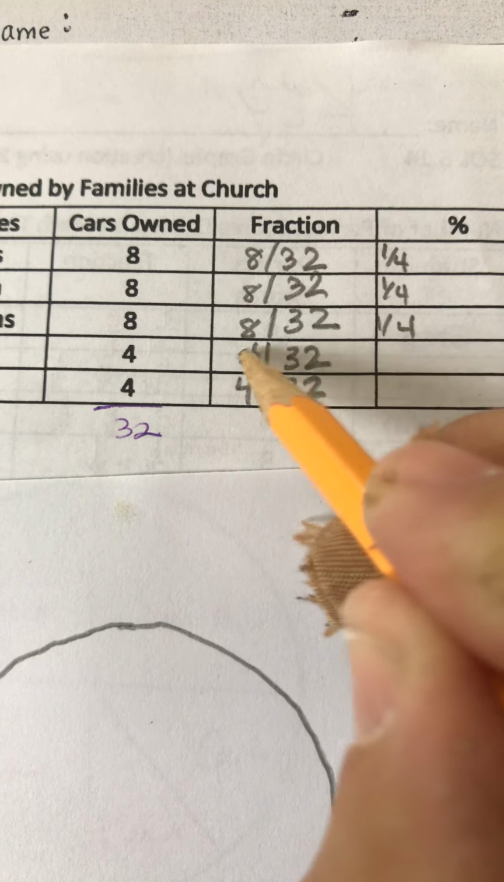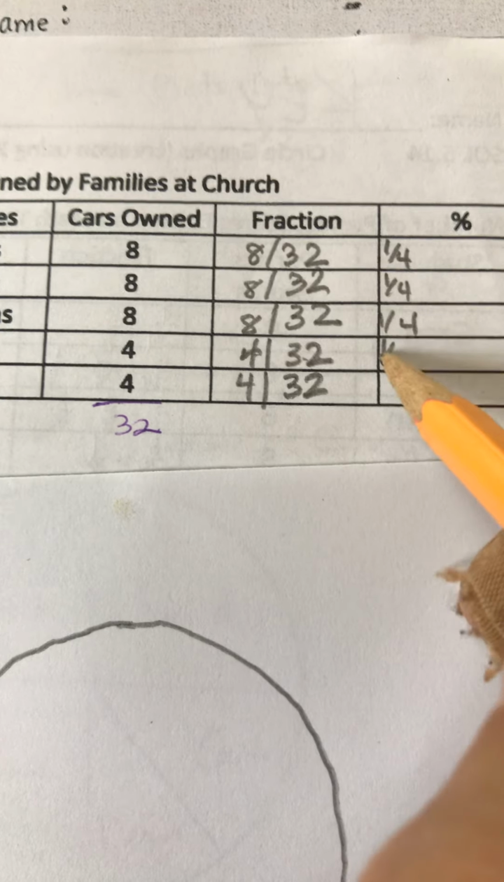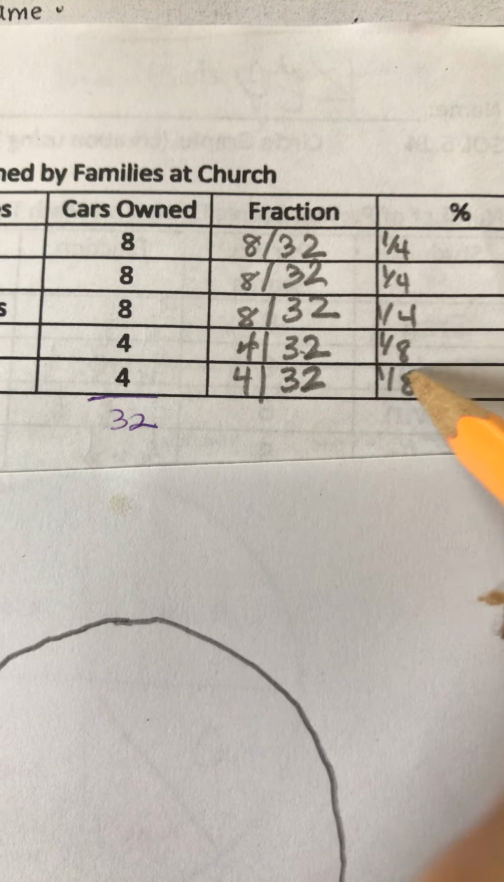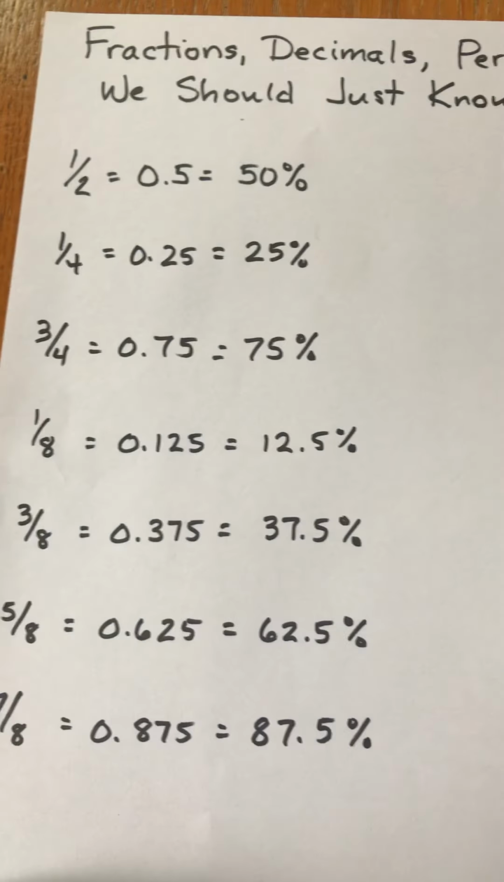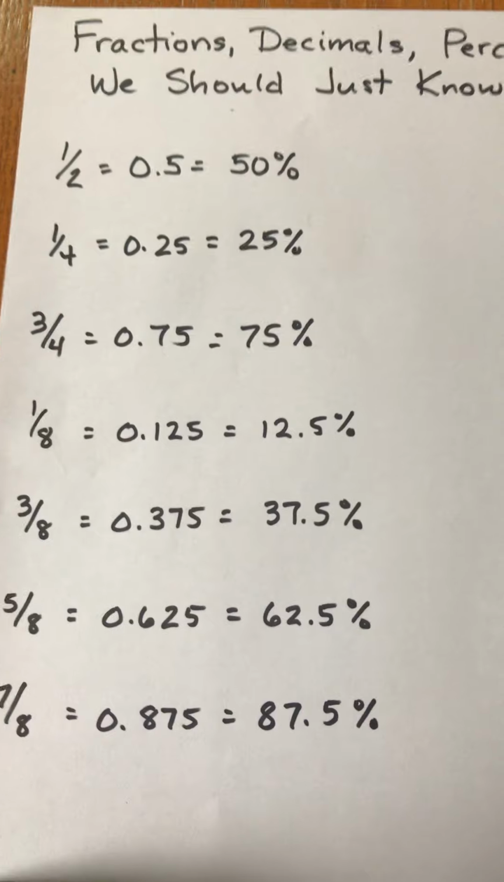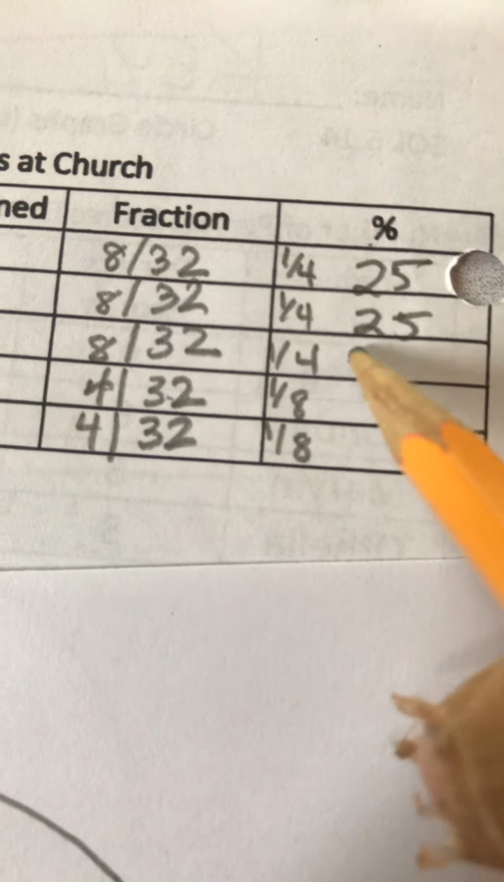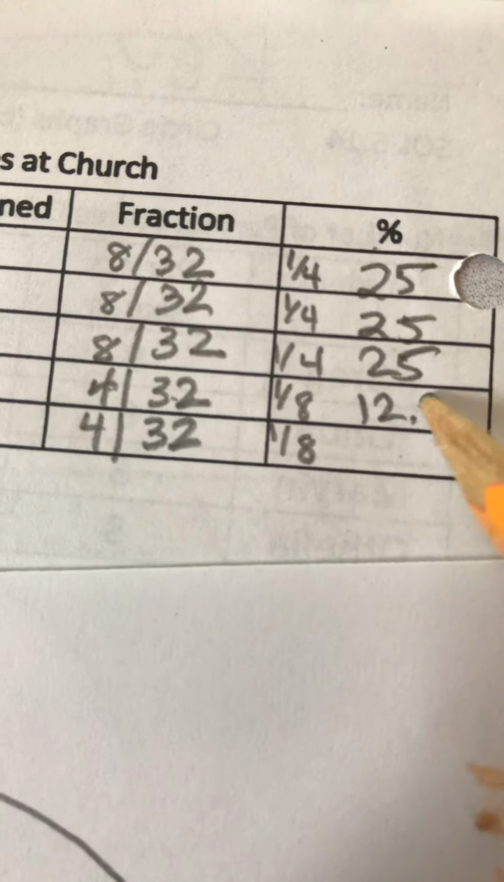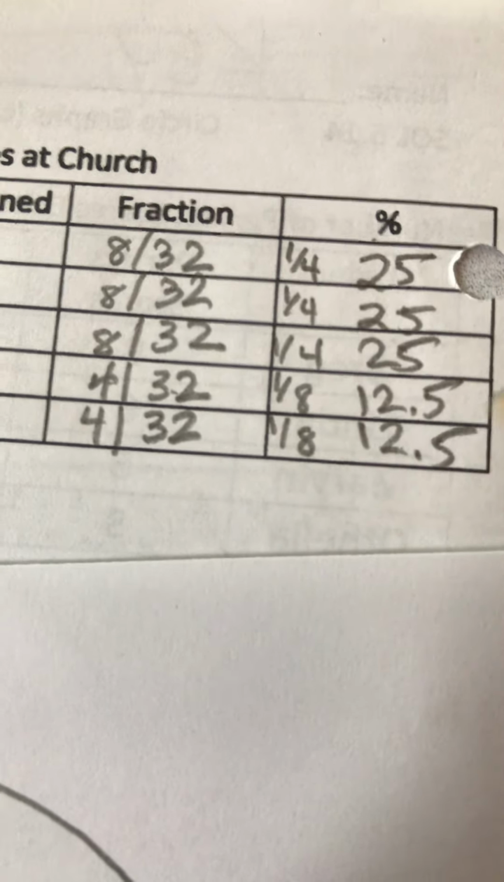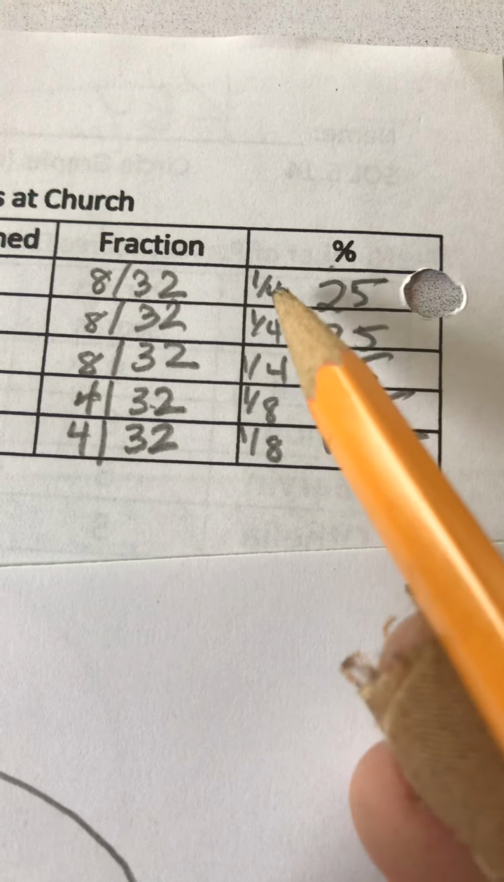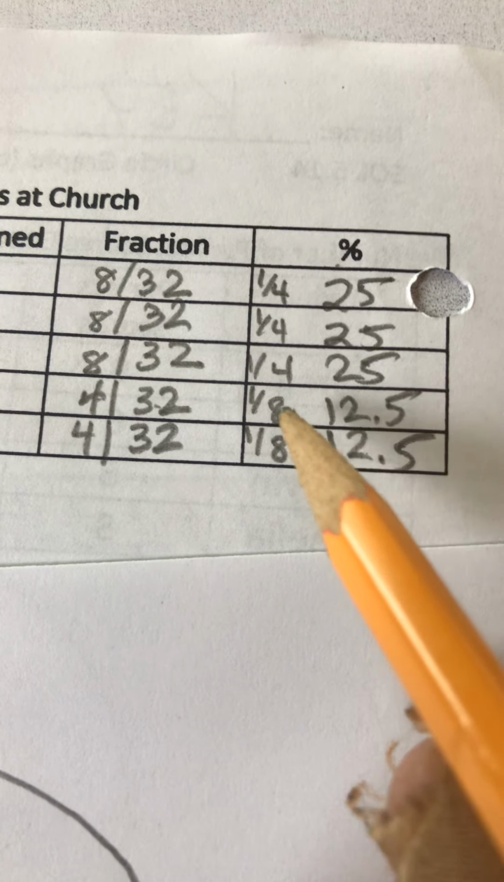Then we can divide 4 and 32 by 4, so these are going to come out to be 1/8. If you go back to that paper that I used with you the other day, we should be able to make our conversions of our fractions into our percents. So this is going to become 25%, 25%, 25%, 12.5%, and 12.5%. The largest denominator that we have of our reduced fractions is 8, so we're going to need to divide our circle into 8 parts.